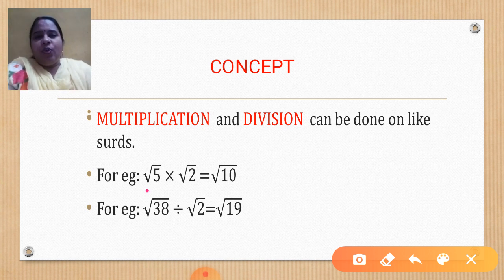See, root 5 into root 2. Are they like surds? First question is that. See the order of this. It is 2. Order of this is 2. Both are of the same order. So obviously they are like surds.